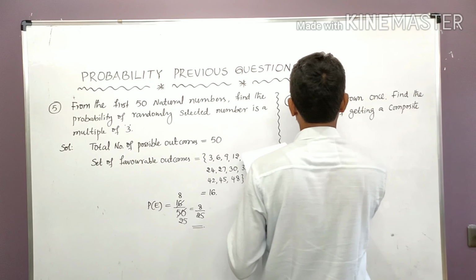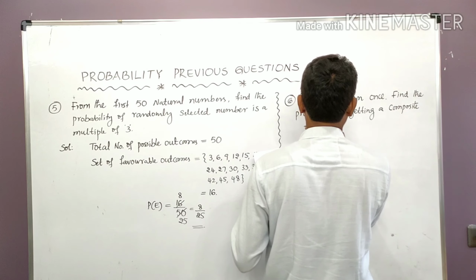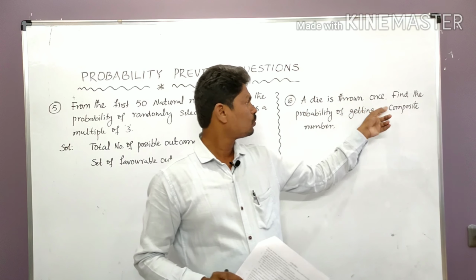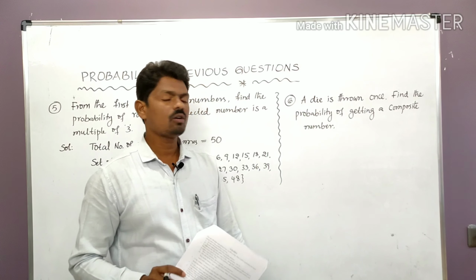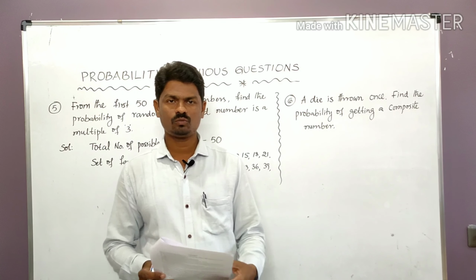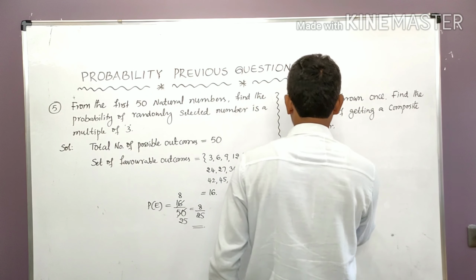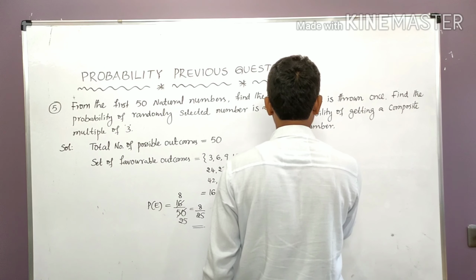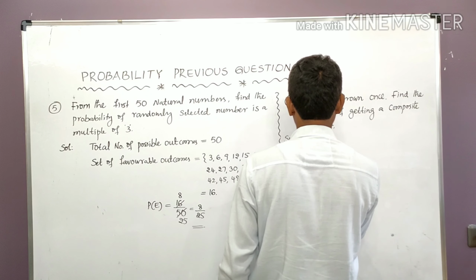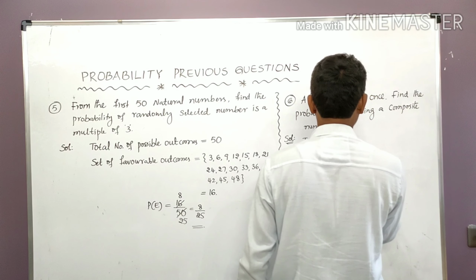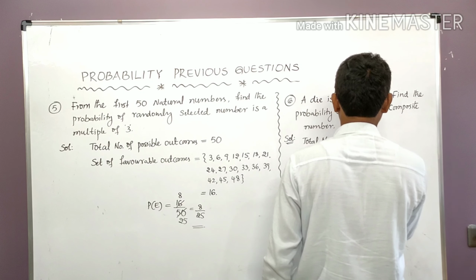So how can we find the probability of getting a composite number? A die is thrown once. Again we have to write the total number of possible outcomes. If a die is rolled once, then the total number of possible outcomes is equal to how many? 6. Here the total number of possible outcomes is equal to 6.